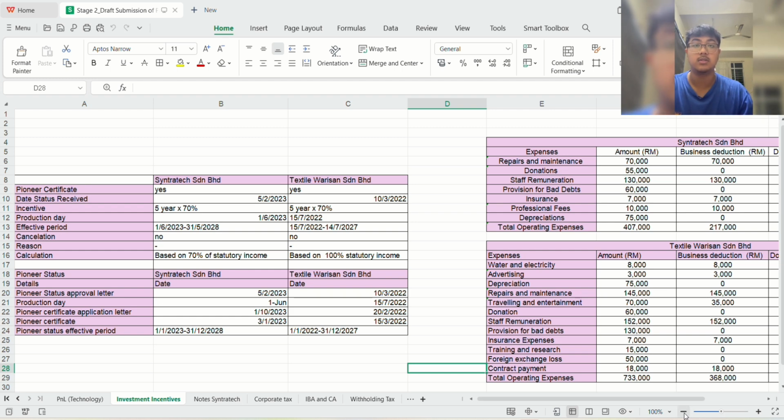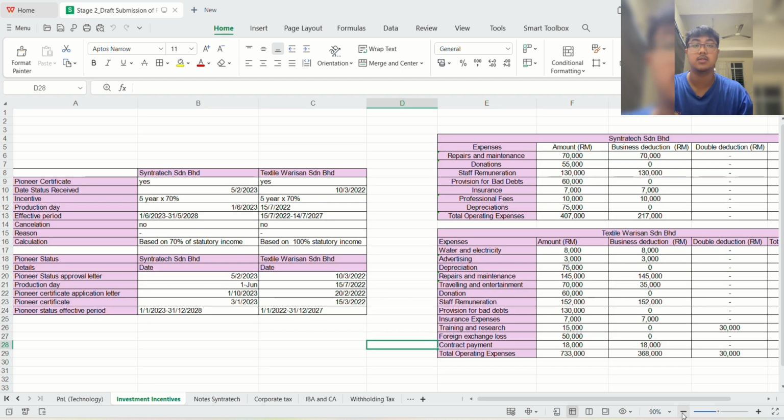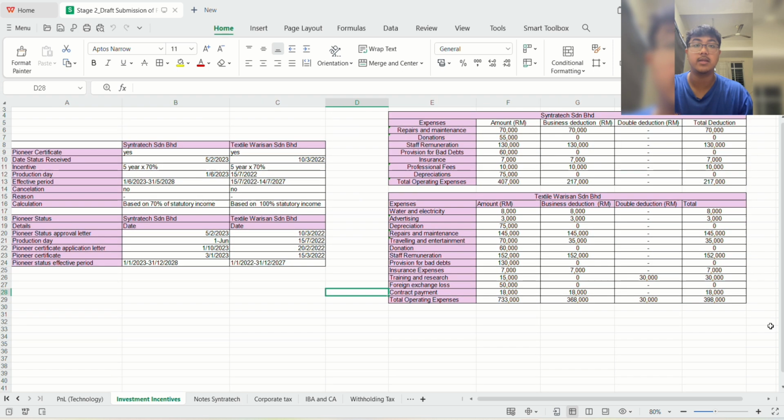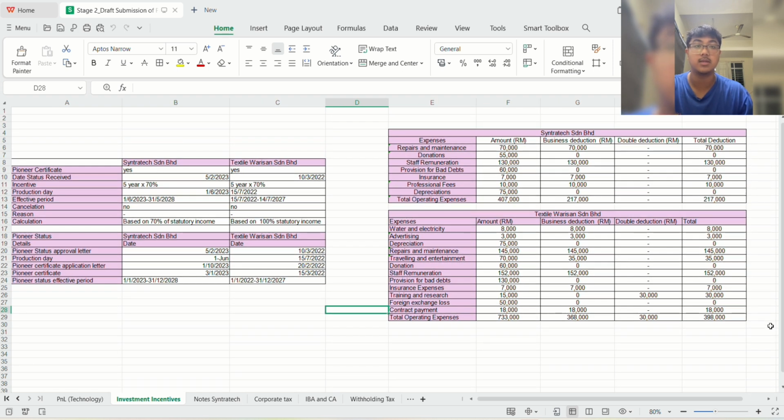Today I want to present about investment incentive. Our companies are Sintratech Sdn Bhd and Textile Warisan Sdn Bhd. Both companies have been granted pioneer status, a tax incentive designed to support companies in promoted sectors by exempting a portion of their statutory income from taxation.